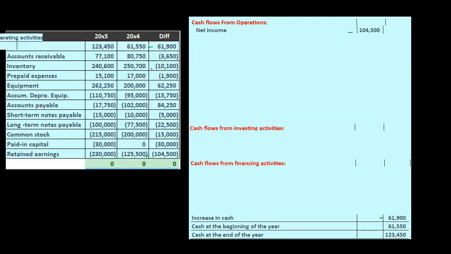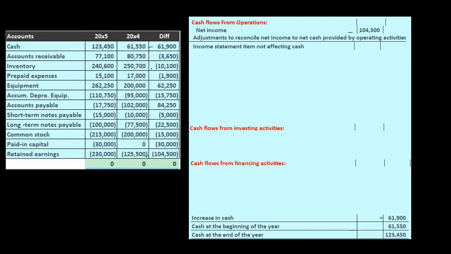So now we're going to take a look at the adjustments to reconcile net income to net cash provided by operating activities. So these are going to be those types of things that we look at on the income statement and say that these are non-cash activities, meaning income is calculated as revenue minus expenses, and the cash flow, if we were on a cash basis, we're looking for those things on the income statement which are not cash related. One of those things is always going to be depreciation. So we'll say depreciation is not cash related.